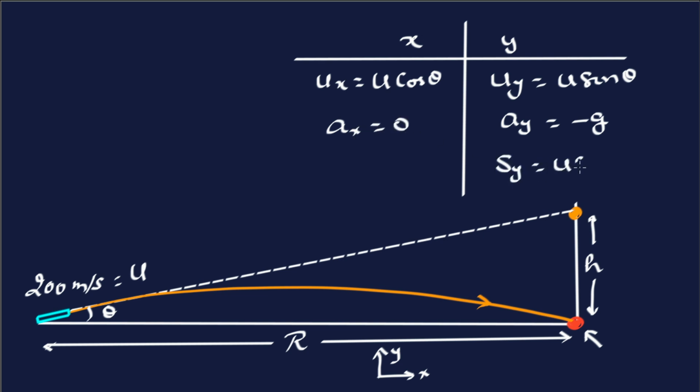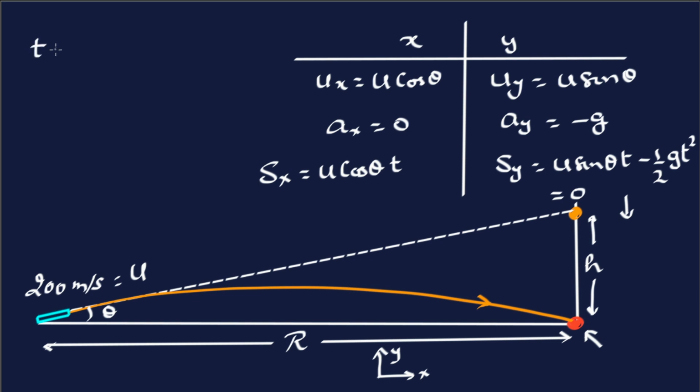Sy is equal to u sin theta t plus half at squared, so minus half gt squared. And this should be equal to 0 when we are calculating the range. And Sx, the range, is equal to u cos theta t. Now from this equation, what do we get? I'm going to write it down here. u sin theta t minus half gt squared is 0.